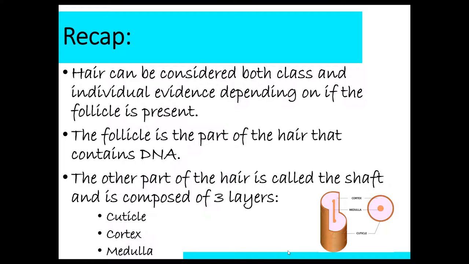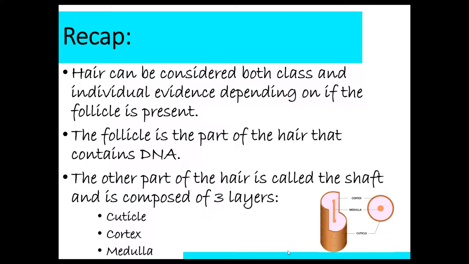So the only way it's helpful at that point is if we use macroscopic and microscopic properties to help us narrow down our suspect field. So let's talk about the follicle. The follicle is the root portion of the hair that contains the nuclear DNA. Okay, so that's the part that we hope to have if we're an investigator and we find a hair sample at the crime scene. That's not always the case. So it's important to understand some other characteristics about hair that we may use to match a suspect sample to a crime scene evidence sample.